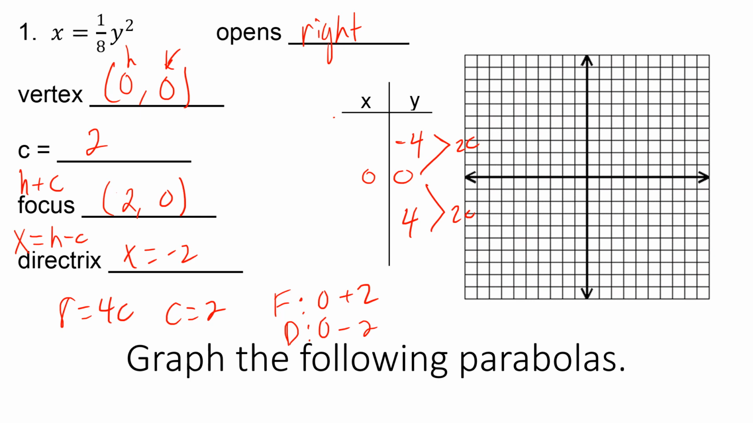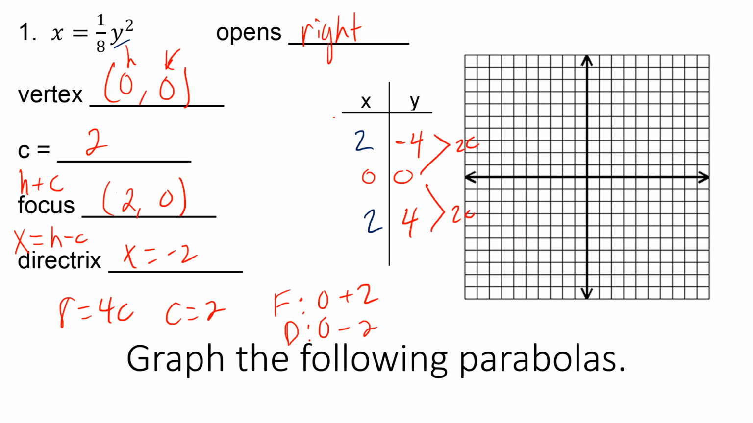Now we're going to plug in and solve for our x. So when I plug -4 in for y, I'm going to get 16, and 16 divided by 8 gives us 2, because they're equal distance apart. That means that this is also 2.